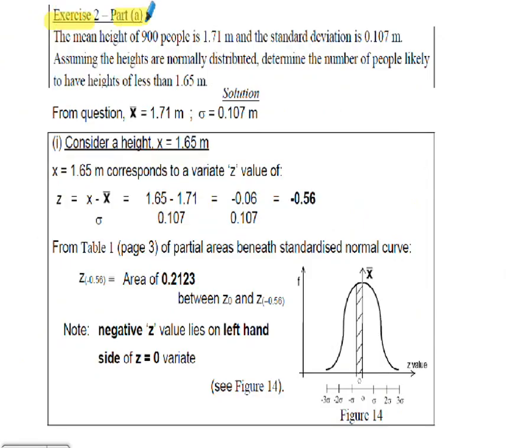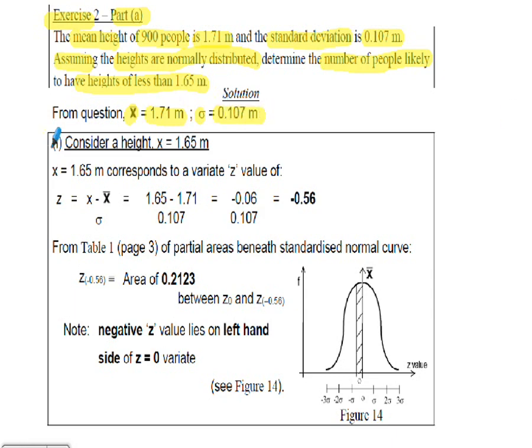Exercise 2, this is part A of exercise 2. The mean height of 900 people is 1.71 meters and the standard deviation is 0.107 meters. Assuming that the heights are normally distributed, we've got to find the number of people likely to have heights less than 1.65 meters. So from the question, our x bar, our mean value, is 1.71 meters and our standard deviation, our sigma, is 0.107 meters.